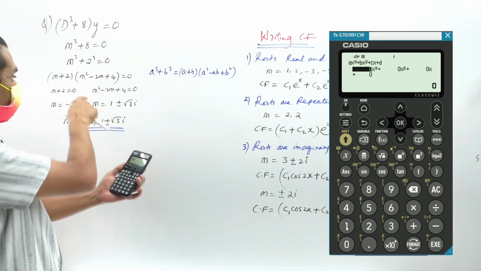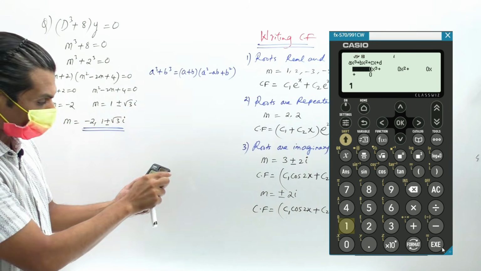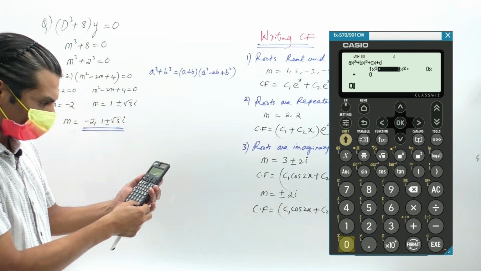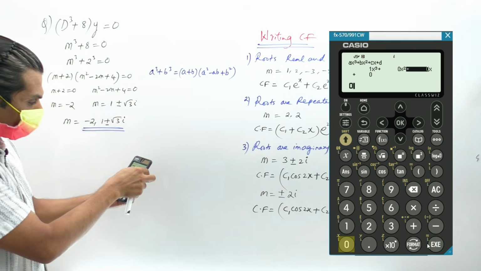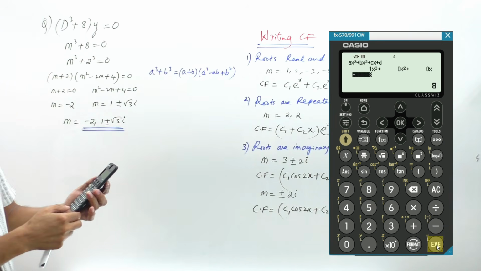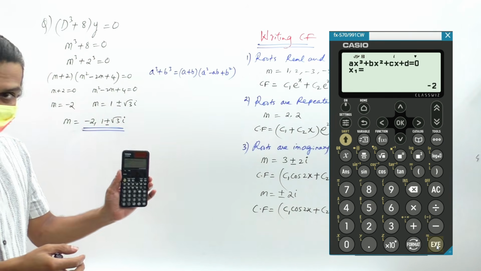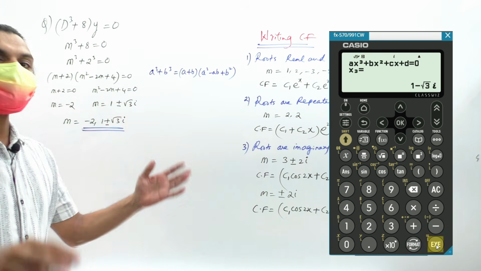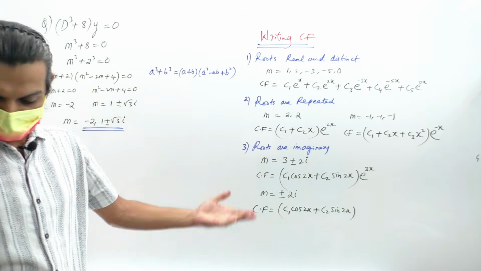0, there is 1, see x square, no x square term, so 0 is equal to, no x term, 0 is equal to, the last constant is what? It's 8, is equal to. So again press execute, again the same thing you are getting, minus 2, 1 plus root 3 and 1 minus root 3. I hope you understood how to solve this in the calculator.